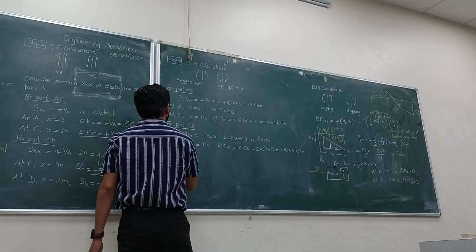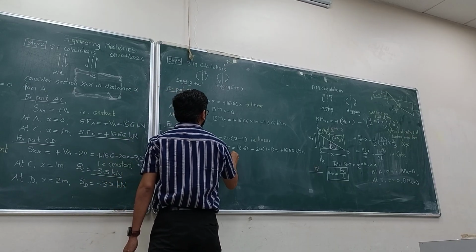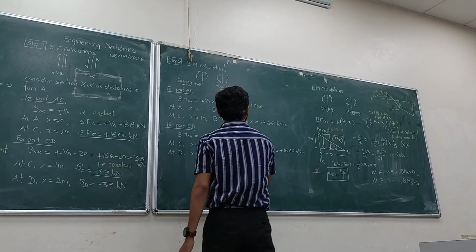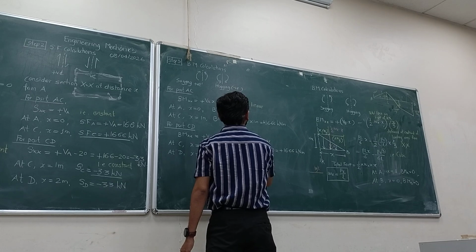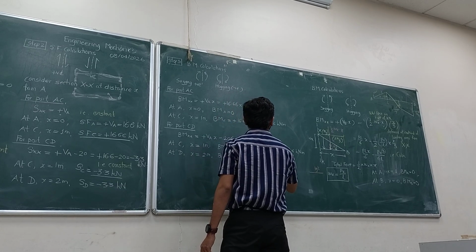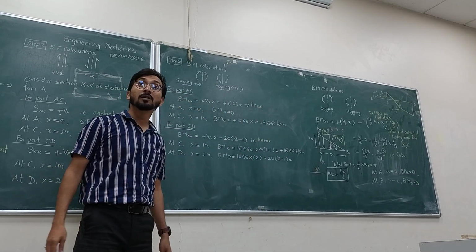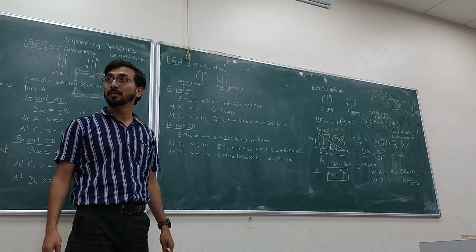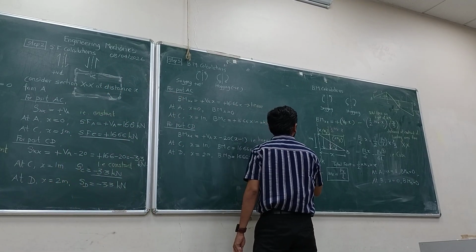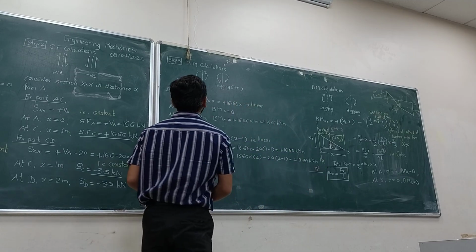At D, x is equal to 2 meter. Put the value of 2 meter into the other equation. 16.66 into 2 minus 20 into 2 minus 1. What is the bending moment at D? Bending moment at D, how much did you get? 13.34. Positive or negative? 13.34 kN-m. Done.